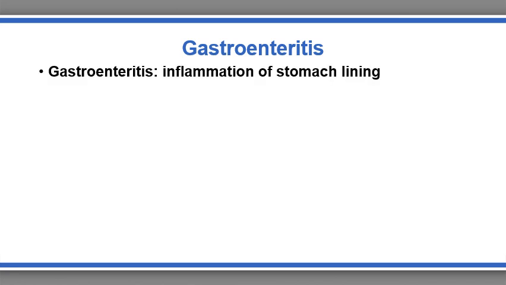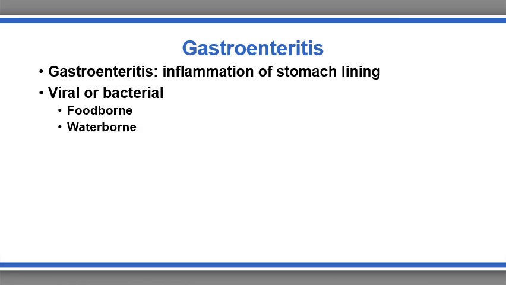Gastroenteritis is an inflammation of the stomach lining. Various causes of this. This is one of the more common things that you will see as it relates to people having sicknesses. Individuals, when they describe themselves as having a GI bug, if you will, is a common term utilized for this. It could be viral or bacterial. Most of the time it is of viral origin, but it can be bacterial.